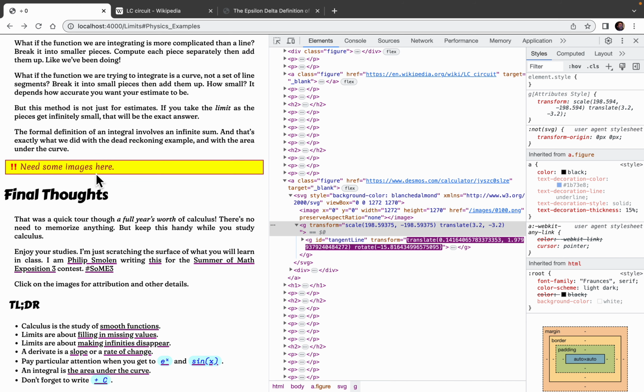Final thoughts. That was a quick tour through a full year's worth of calculus. There's no need to memorize anything, but keep this handy while you study calculus. Enjoy your studies. I'm just scratching the surface of what you will learn in class.